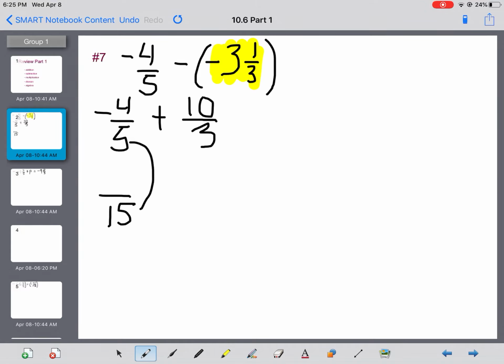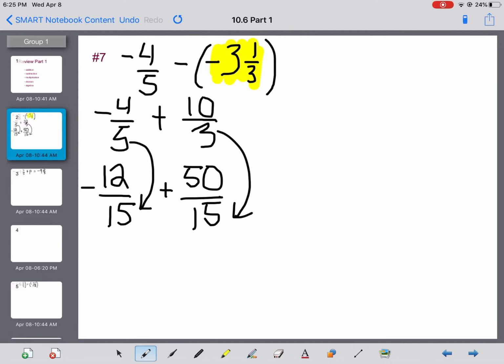So my first one's going to become 15ths. How did I go from 5 to 15? Well, I multiplied by 3. So what I do to the bottom, I must do to the top. So 4 times 3 is 12. Don't forget to bring the negative with it. So I have -12/15 plus, how did I go from 3 to 15? I multiplied by 5. So then I have 50/15.